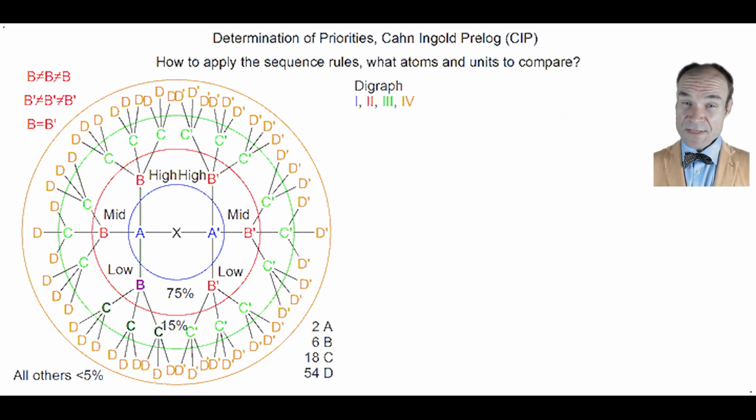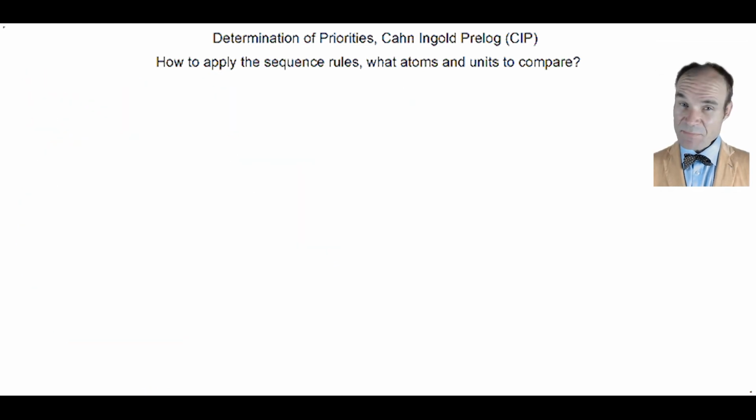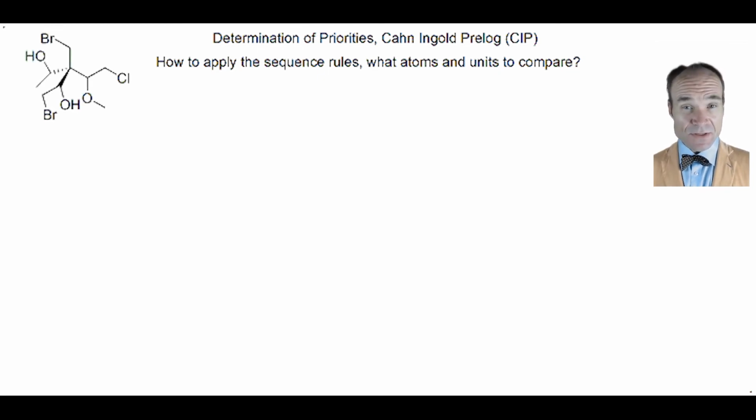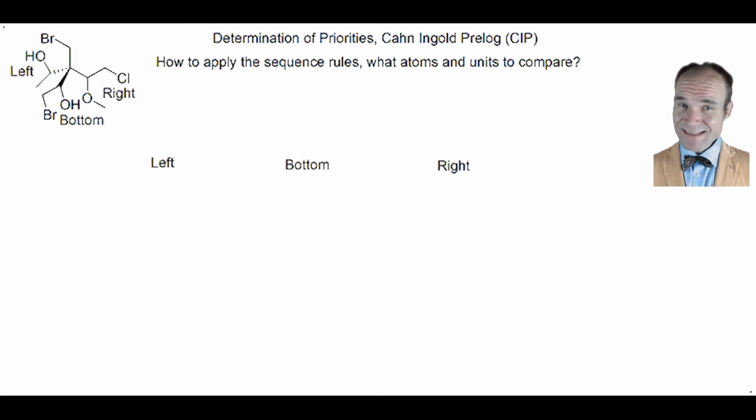Let's analyze the same molecule using the same rules with a slightly different methodology. I'm not going to depict the digraph, but use the same terminology of left, bottom, right, and top to identify the 4 groups that directly attach to the origin of the stereochemistry. The atoms for consideration will be placed in a table.